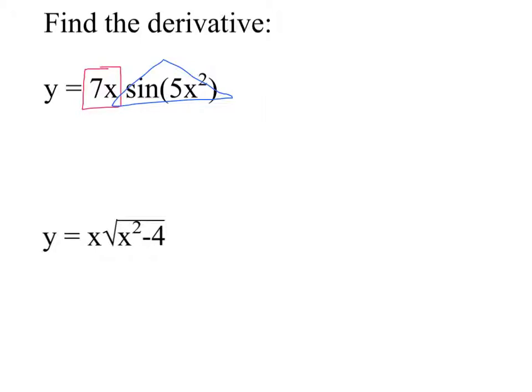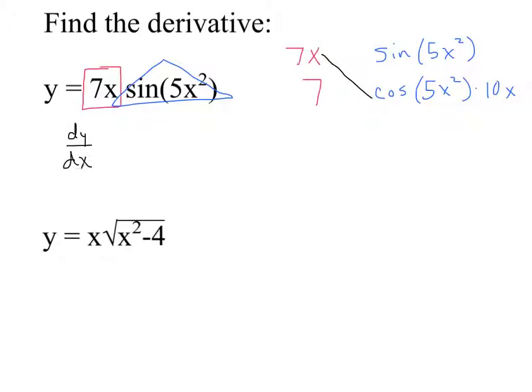Sometimes, especially as you're starting, it's helpful to organize yourself and say, okay, the first function was 7x, and its derivative is 7. The second function is the sine of 5x squared, and its derivative is cosine of 5x squared multiplied by 10x using chain rule. Well, product rule says we do the first function multiplied by the derivative of the second, so dy/dx equals, let's see, 70x squared multiplied by cosine of 5x squared. Right, if I multiply 7x with 10x.